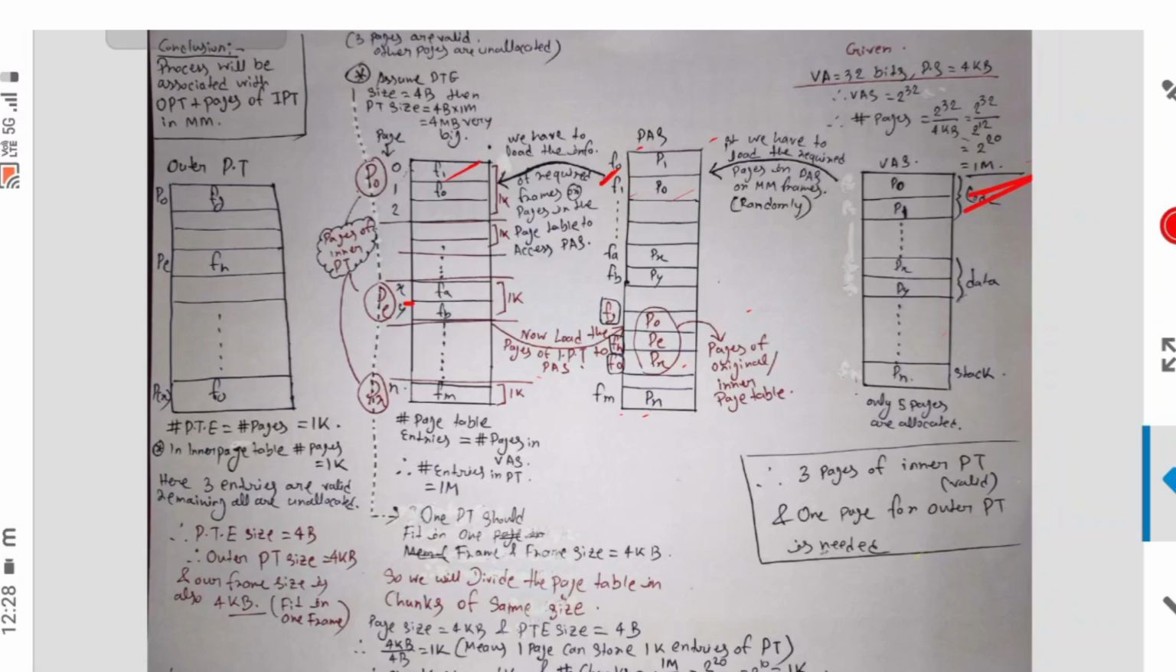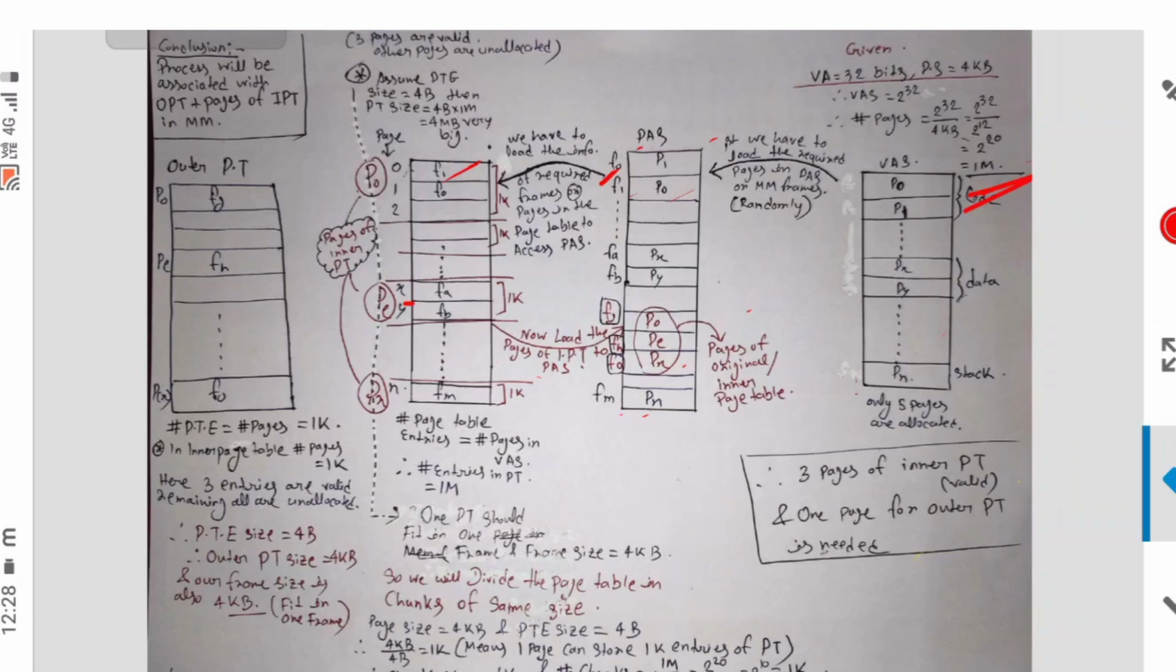So now we have to divide the page table into chunks. That means we have to repeat the same steps: divide the address space into pages, store the required pages in the frames, and access the pages through a page table. We have to repeat these three steps recursively on the page table, which means we have to do simple paging on the page table itself.